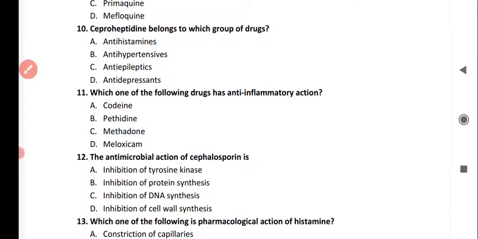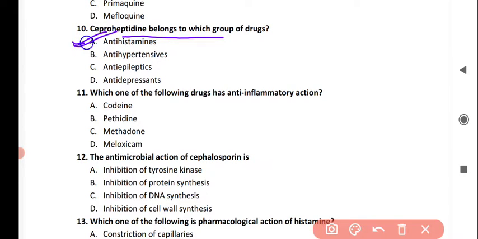The next question is, cyproheptadine belongs to which group of drugs? So cyproheptadine is a drug which is an H1 blocker. So it will come under the category antihistamines, specifically H1 blockers. The next question is, which one of the following drugs has anti-inflammatory action? So we have to choose the drug among these four which will be having anti-inflammatory action.